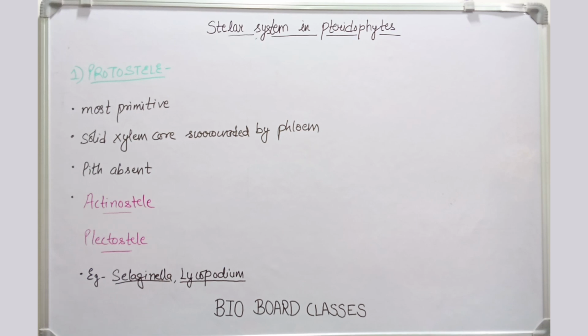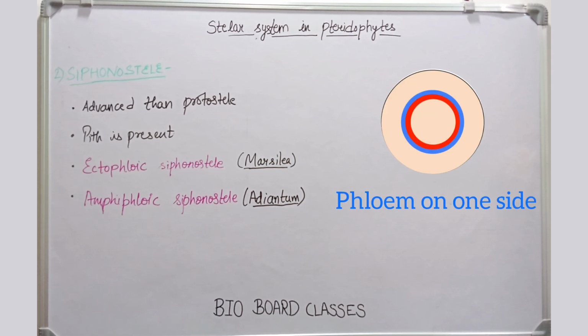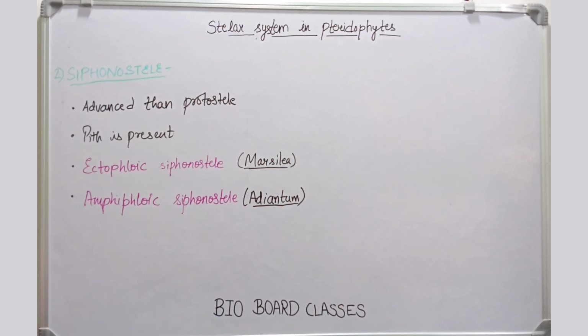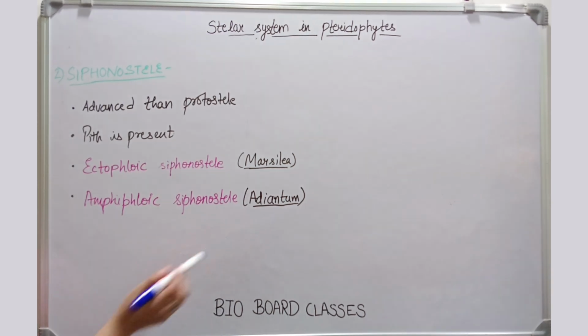Next is Siphonostele. Siphonostele is more advanced than Protostele. Here, central pith is present, which is surrounded by vascular tissue, creating a hollow cylinder of vascular tissue. Types of Siphonostele are ectophloic and amphiphloic. In ectophloic, phloem is present only outside the xylem, as you can see in the diagram, and its example is Marsilea, whereas in amphiphloic Siphonostele, phloem is present on both sides, and its example is Adiantum.